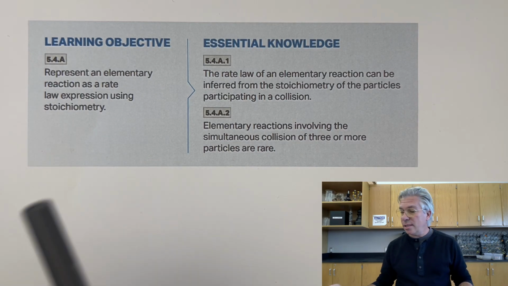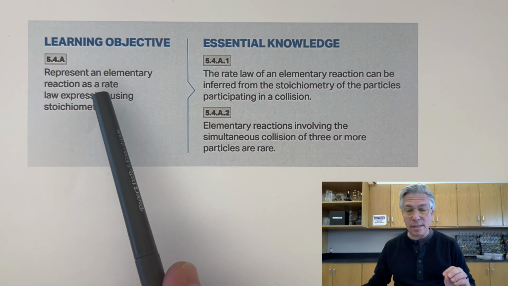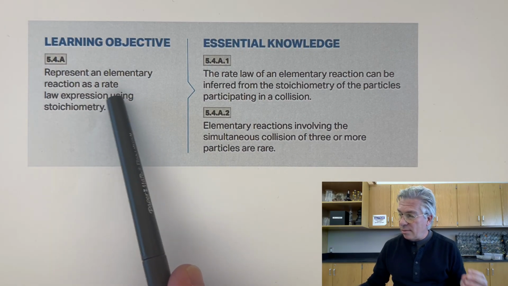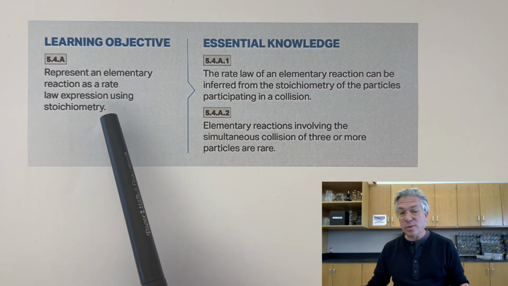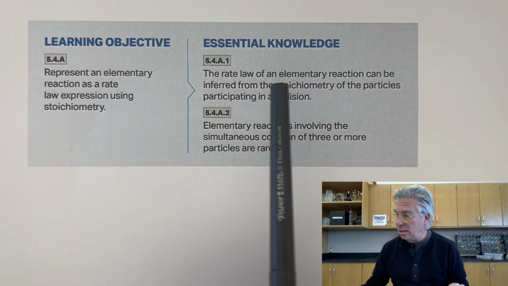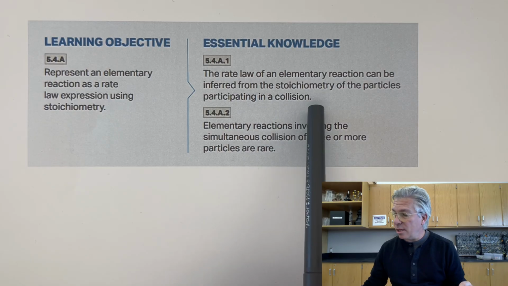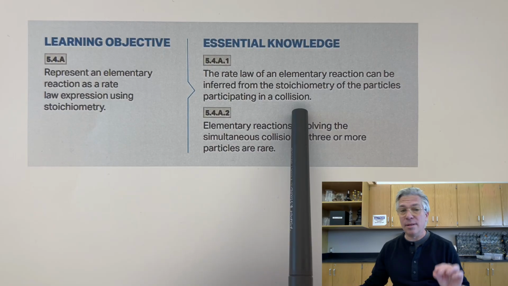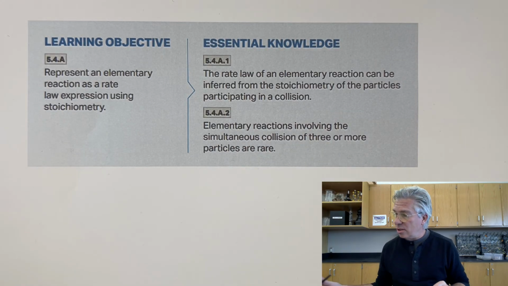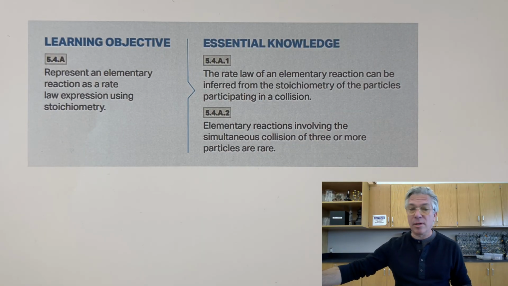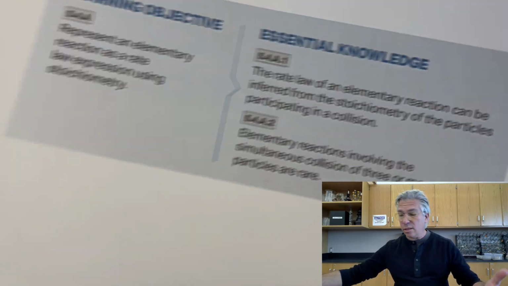As we often do, let's take a look at the learning objectives for this episode. Represent an elementary reaction as a rate law expression using stoichiometry. That's going to be key for us. The rate law of an elementary reaction can be inferred from the stoichiometry of the particles participating in a collision. We're going to start with that collision word. That's very important. Elementary reactions involving the simultaneous collision of three or more particles are rare. That's what we need to know. And so let's look at a few examples.